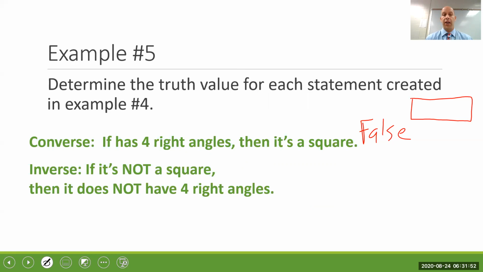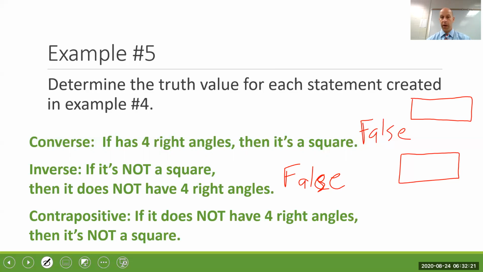How about the inverse? If it is not a square, then it does not have 4 right angles. Well, I'm going to say that's false as well, for the exact same reason. Again, I'm going to give you a rectangle. A rectangle is not a square, but it does have 4 right angles. So that's another counterexample. So both the converse and the inverse are false.